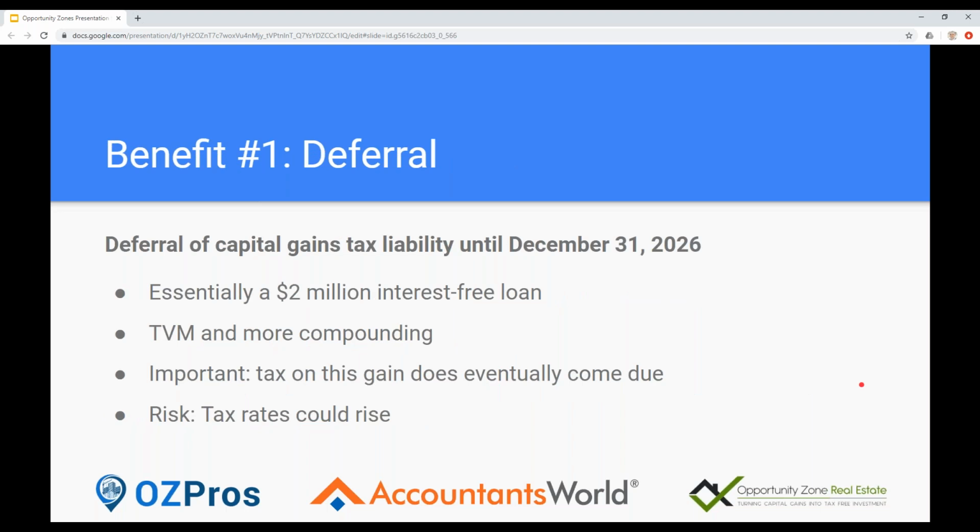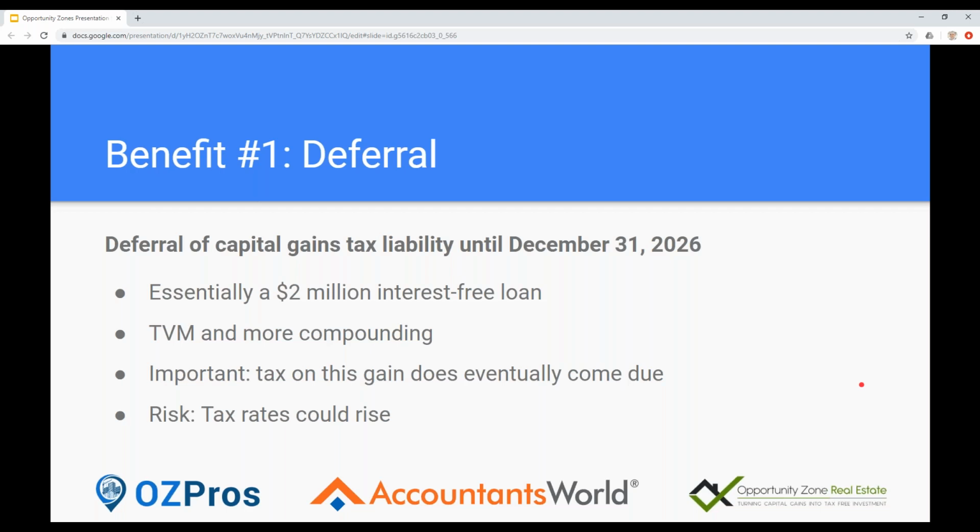And the first benefit that he'll receive is a deferral period, which I like to equate to essentially being a $2 million interest-free loan from the federal government for 7 years. And you can imagine the time value of money there, and the fact that there's more compounding of more money within that investment actually makes it worth more than just a $2 million interest-free loan. There's more money behind that, essentially. Important to note that the tax on that gain does eventually come home to roost. It does come due in 2026. So your client will need some liquidity at that point in time.